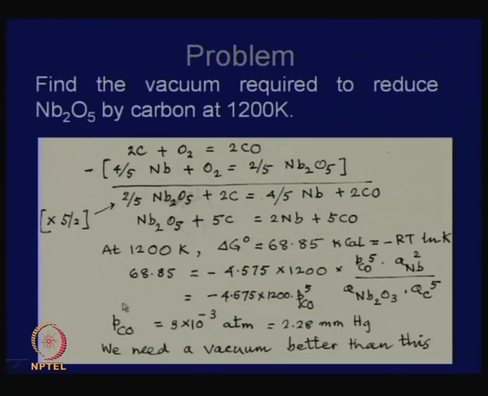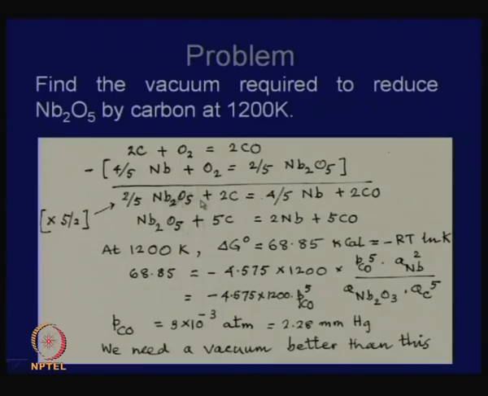And so, we end up with an expression from which we can calculate that the equilibrium partial pressure of carbon monoxide would be 3 into 10 to the power minus 3 atmosphere for this reaction, which is equal to 2.28 millimeter Hg. This is the equilibrium partial pressure of CO for this reduction reaction. So, if we can maintain a vacuum better than 2.28 millimeter mercury, then we can make this reaction happen at temperatures as low as 900 degrees.